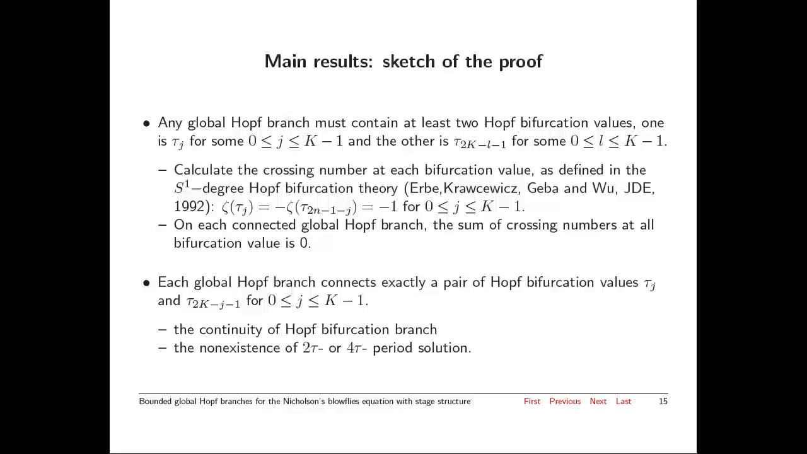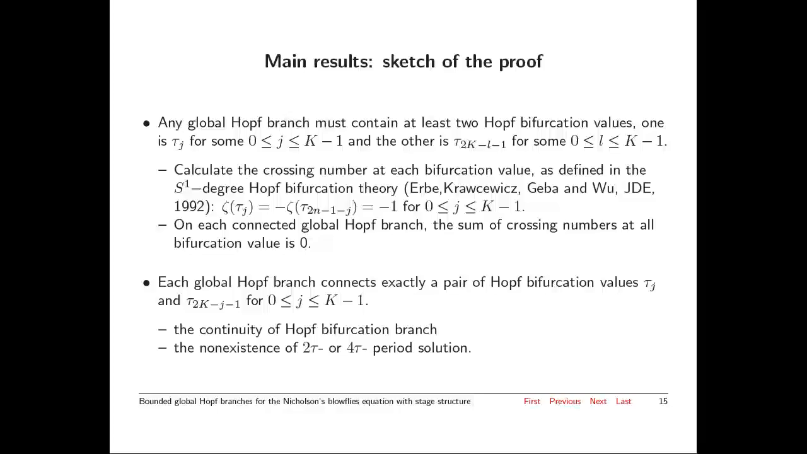Any global Hopf branch must contain at least 2 Hopf bifurcation values, one from the first K Hopf bifurcation values and the other from the last K Hopf bifurcation values. It means we can divide the 2K Hopf bifurcation values in two: the first K and the last K. For the first K Hopf bifurcation values, the cross number is equal to -1, and for the last K, the cross number is equal to 1. So each global Hopf branch should connect at least one from the first part and one from the remaining part.